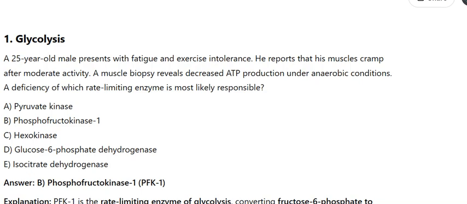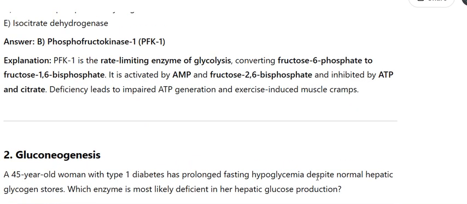Explanation: PFK1 is the rate-limiting enzyme of glycolysis, converting fructose 6-phosphate to fructose 1,6-bisphosphate. It is activated by AMP and fructose 2,6-bisphosphate and inhibited by ATP and citrate. Deficiency leads to impaired ATP generation and exercise-induced muscle cramps.